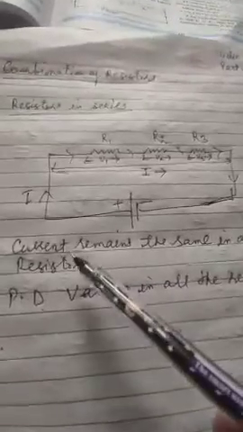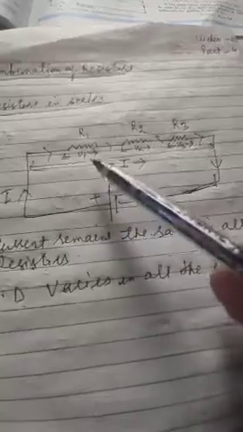Hello students, let us continue with the topic resistors in series. This is video number 25 part 4. So we have done that current remains same in all the resistors when the resistors are connected in series, and potential difference varies in all the resistors.